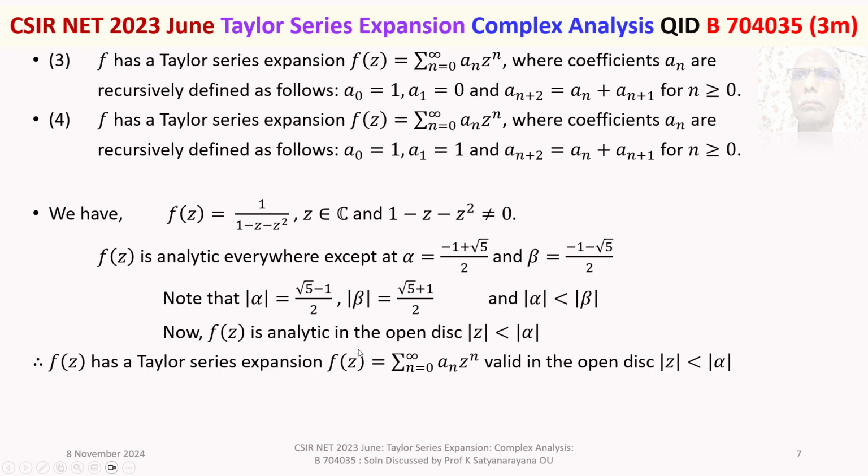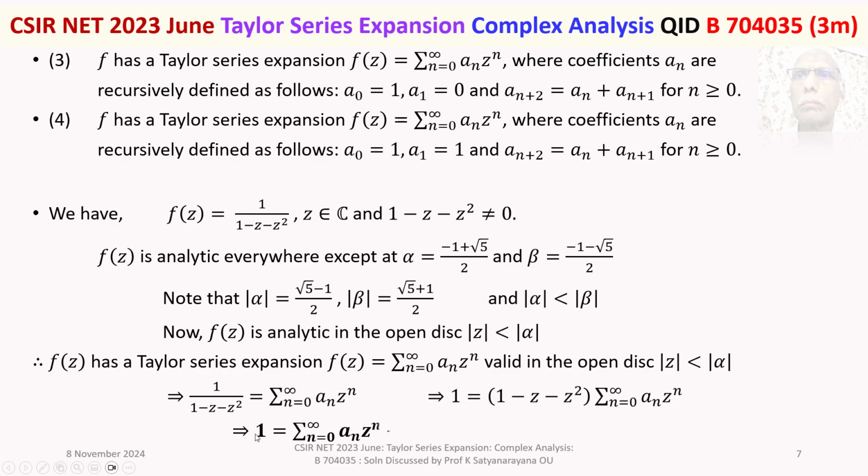Agreed. But what is f of z? 1 by 1 minus z square. That is equal to sigma a n z power n. Cross multiply. We get 1 is equal to 1 minus z square into sigma n is equal to 0 to infinity a n z power n. Multiply.